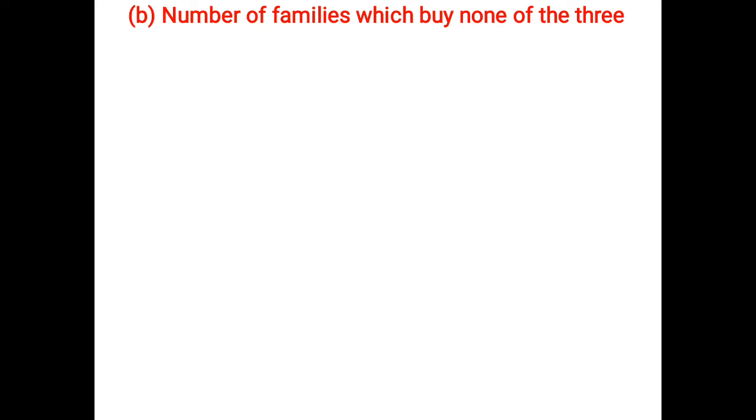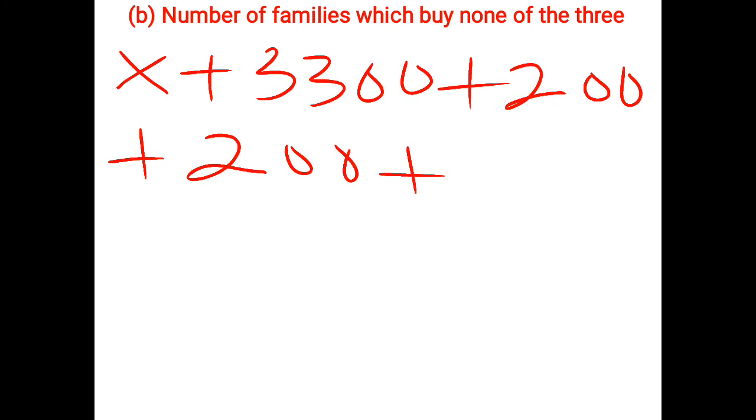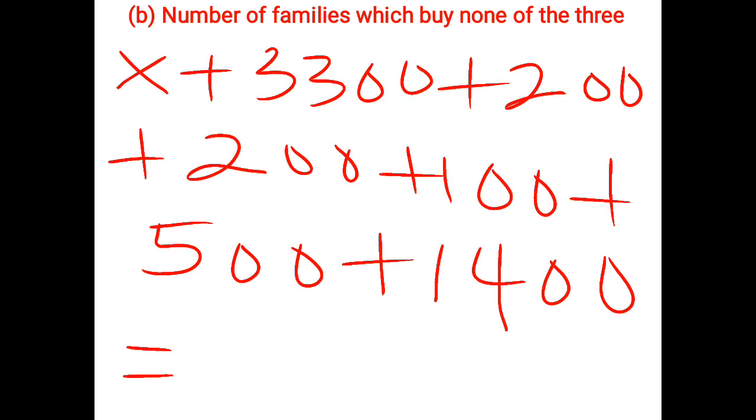So we add everything without forgetting our x. So let me even bring the x first. So x plus our A, which is now 3,300, plus 200, plus another 200, plus 100, plus 500, plus 1,400, should be equated to the universal, the total, which is 10,000.